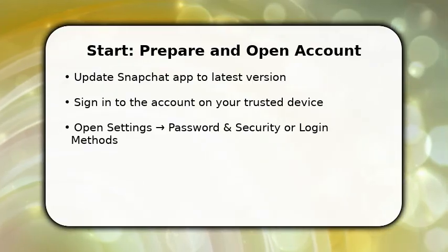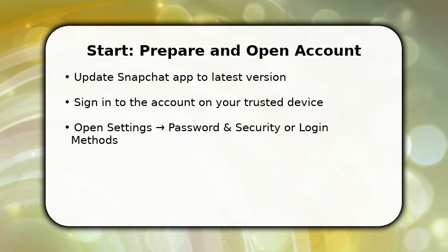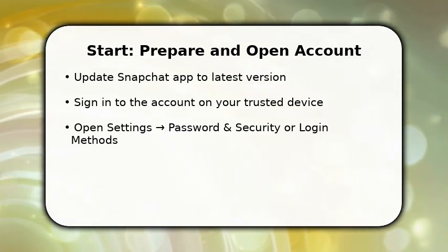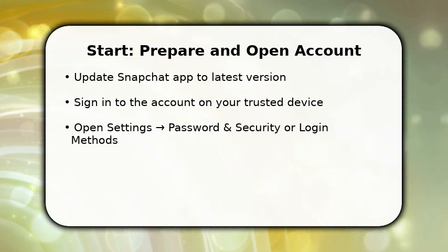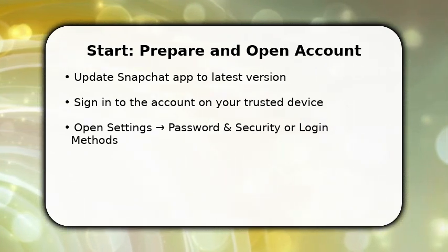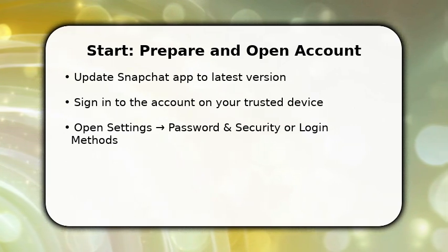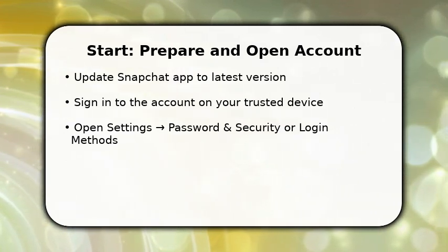You start by updating the Snapchat app and signing in on a device you control. Once done, open Settings and go straight to Password and Security or Login Methods. You do this because passkeys are managed under login methods, not general privacy.